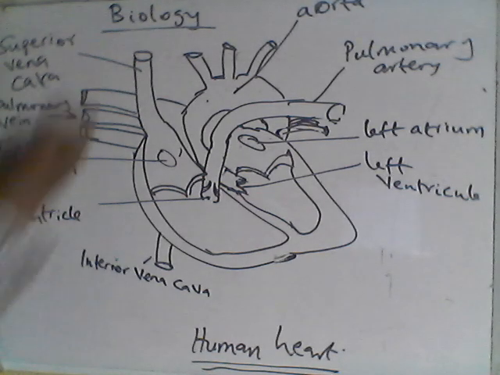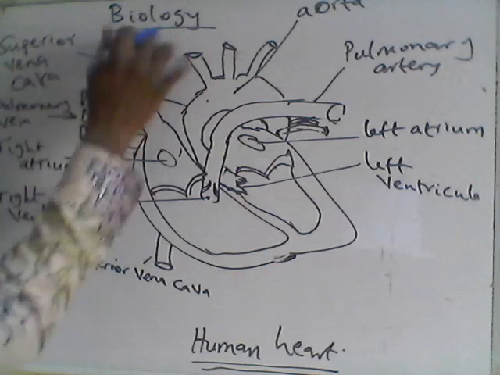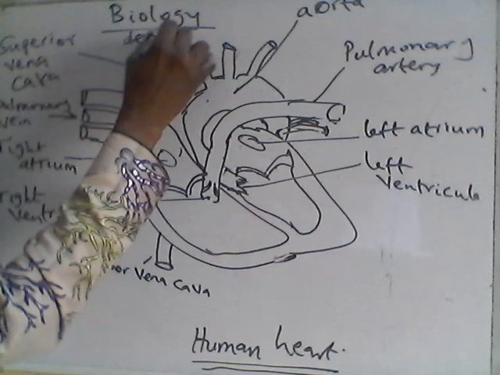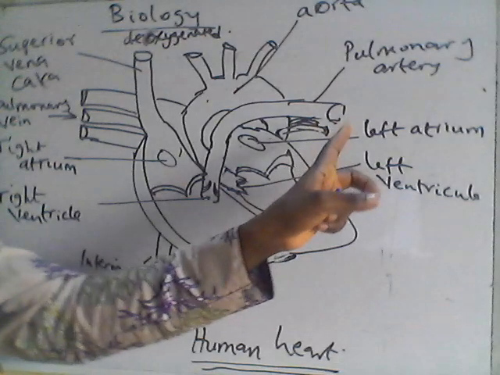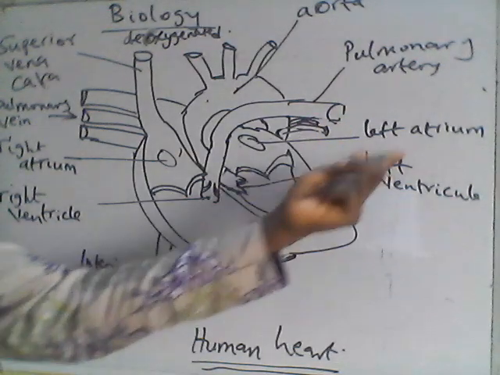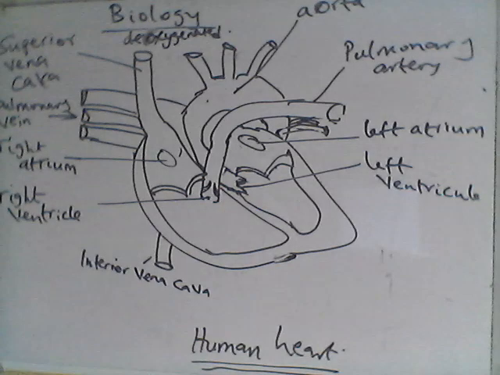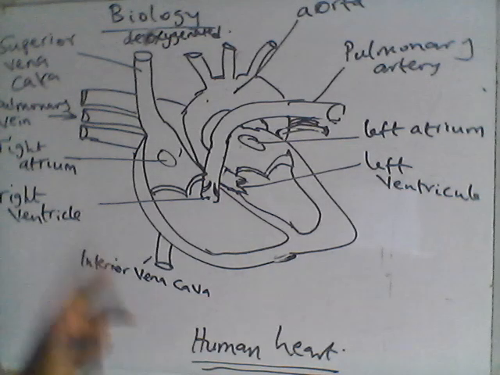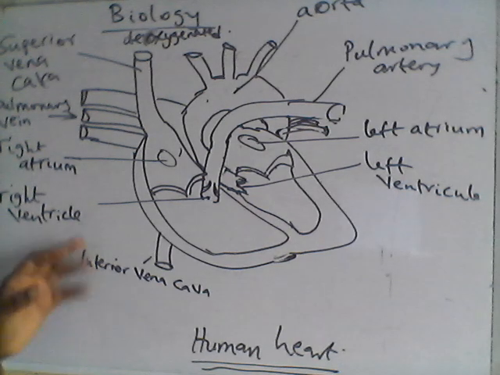The blood that comes in here is deoxygenated, so oxygen has been removed. This one receives oxygenated blood. You understand? That's the difference. The left atrium receives oxygenated blood, the blood that has oxygen dissolved in it, while the right receives deoxygenated blood. Understand? Okay.